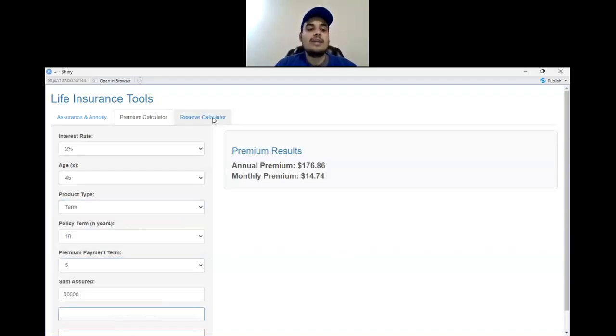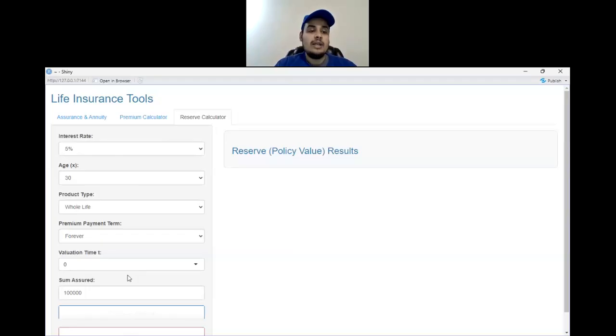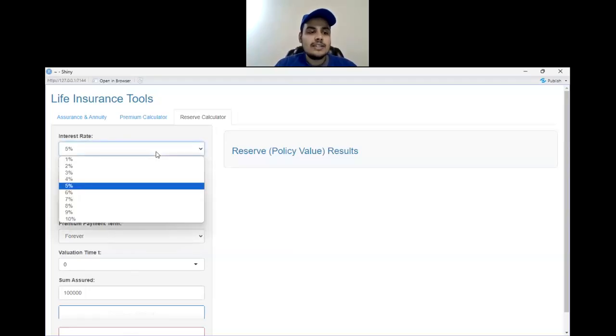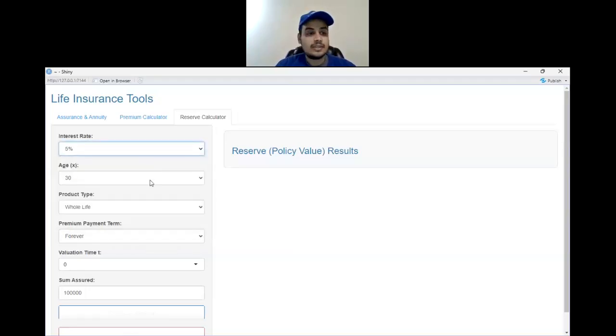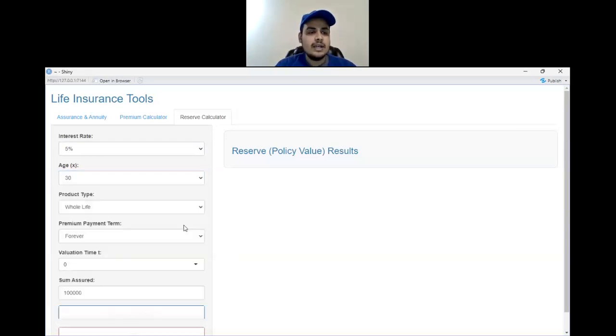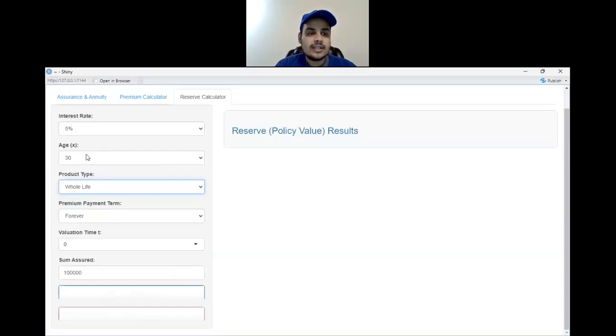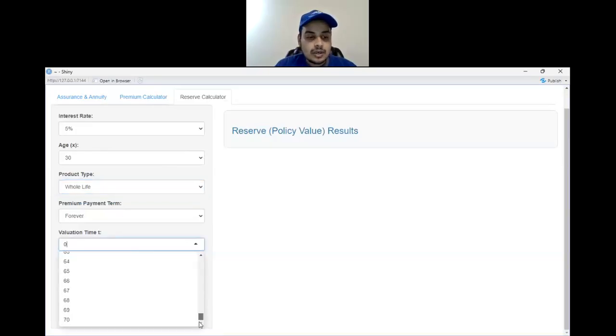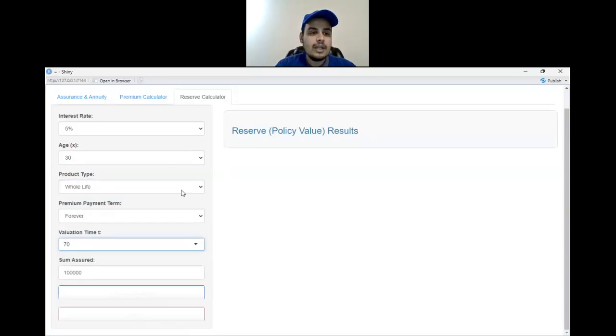Now moving on toward the reserve calculator. So we have the same interface as the premium calculator. The interest rate ranges from 1% to 10%. The age ranges from 20 years all the way up to 80 years. And we have three products for whole life. The valuation time ranges from 0 to 100 minus the given age. 100 is the limiting age. Here the age is 30 years, so the valuation time must range from 0 to 70 years.